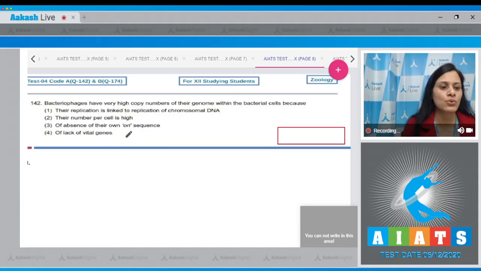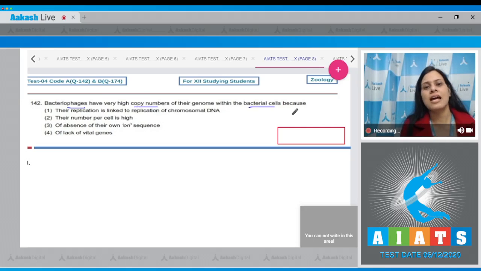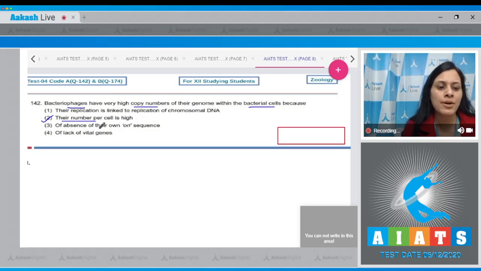Question number 142. Bacteriophages have very high copy numbers of their genome within the bacterial cells because. This is a direct line from your NCERT book, and the correct answer to this question is option number 2. Because their number per cell is high. This is the correct answer to this question. Let's read the rest of the options.